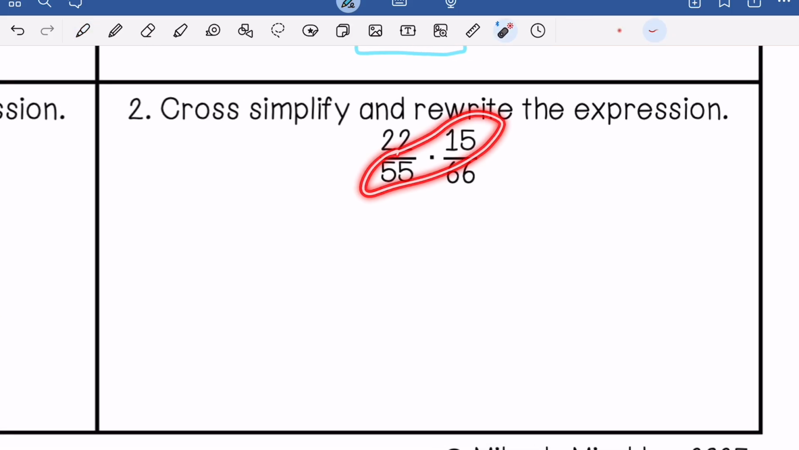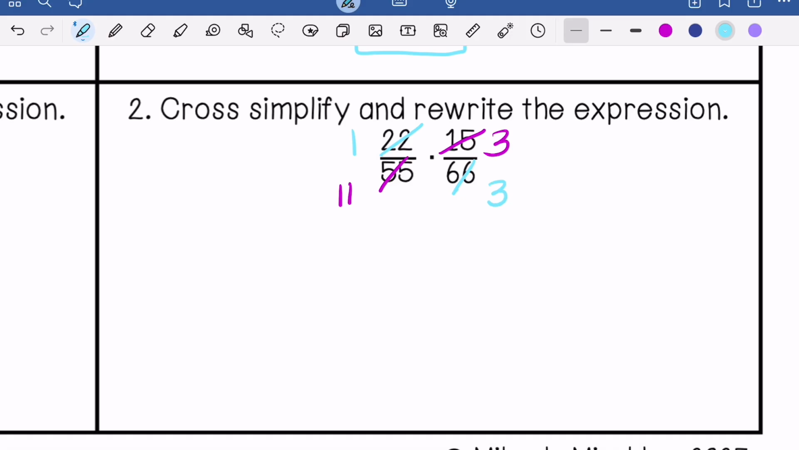I can divide 15 and 55 by 5, and 22 and 66 by 11. Actually, I can divide them both by 22. So this becomes 1/11 times 3 over 3, which is 1/11 times 1.